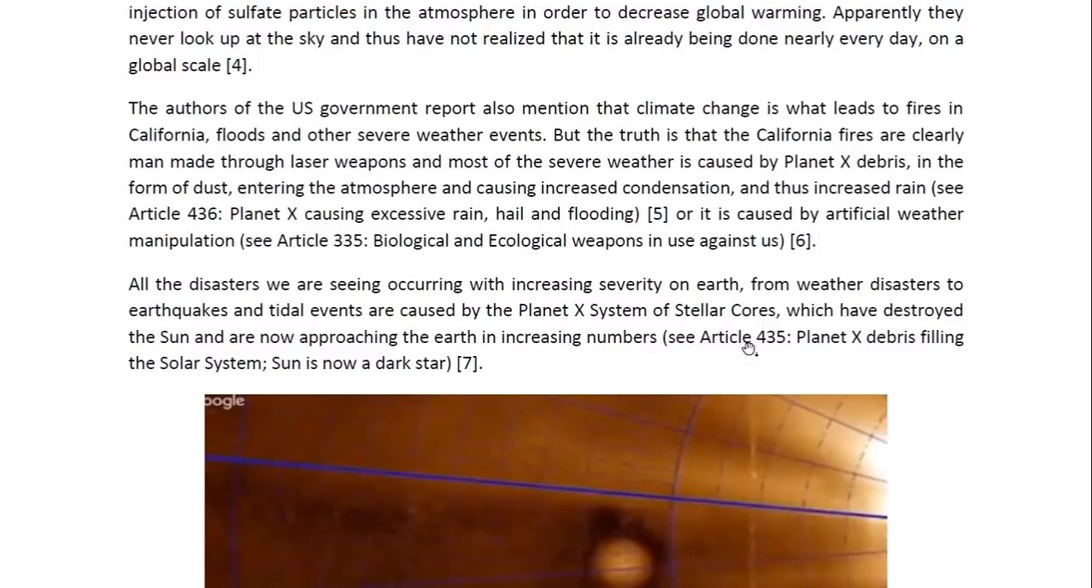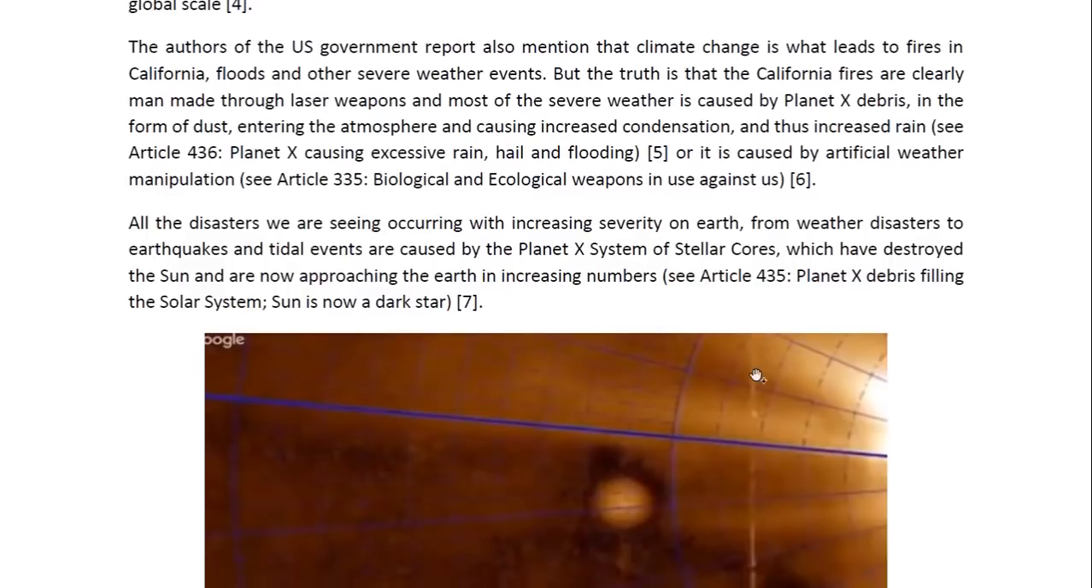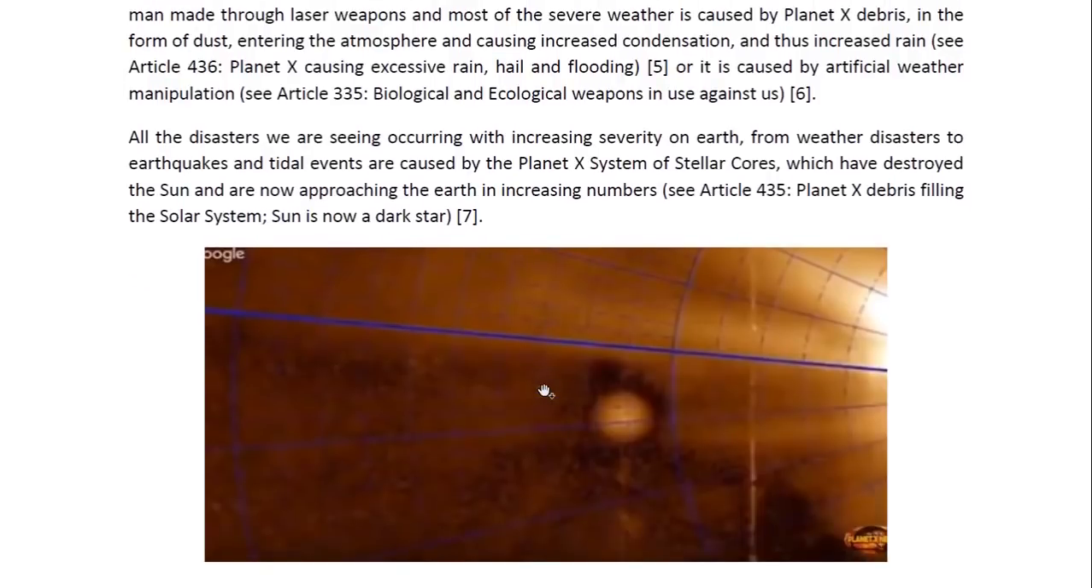All the disasters we are seeing occurring with increasing severity on Earth, from weather disasters to earthquakes and tidal events, are caused by the Planet X system of stellar cores, which have destroyed the sun and are now approaching the Earth in increasing numbers. You may look at Article 435 entitled Planet X Debris Filling the Solar System. Sun is now a dark star for more details.